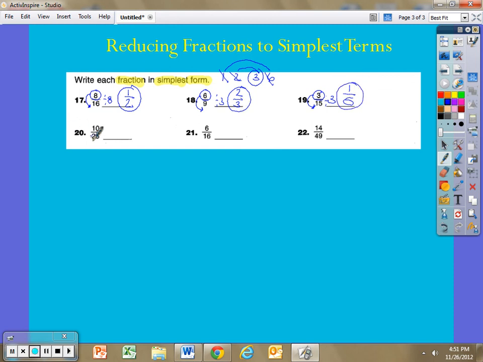I go here, 10/25ths. I circle the numerator. That's the smaller one. Anything times 10 will give me 25? No. Let's list the factors of 10. 1 times 10 and 2 times 5. Okay, 1 goes into everything, so I'm not worried about 1. 2. Will 2 go into 25? No, 25 is not even.